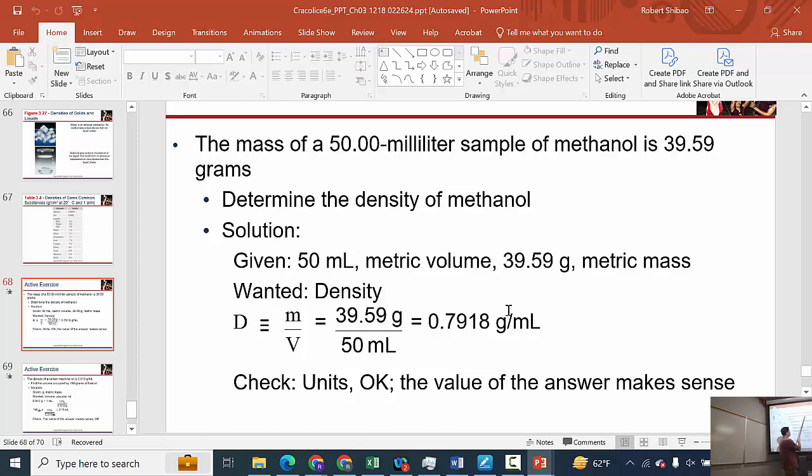How many sig figs is this? 50 milliliters. 4. They should write it as 4 sig figs here. This is something I don't like, because they wrote it as 1 sig fig. They should have written it as 4. That means we are allowed how many sig figs here? 4. But if this were 1 sig fig, then we're only allowed 1 sig fig here, and we'd have to round this to 0.8.